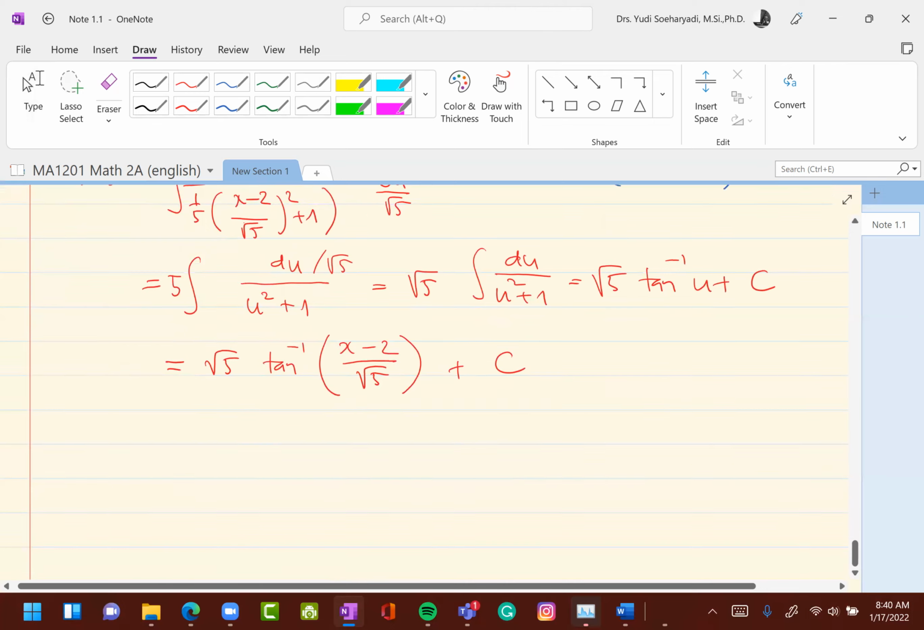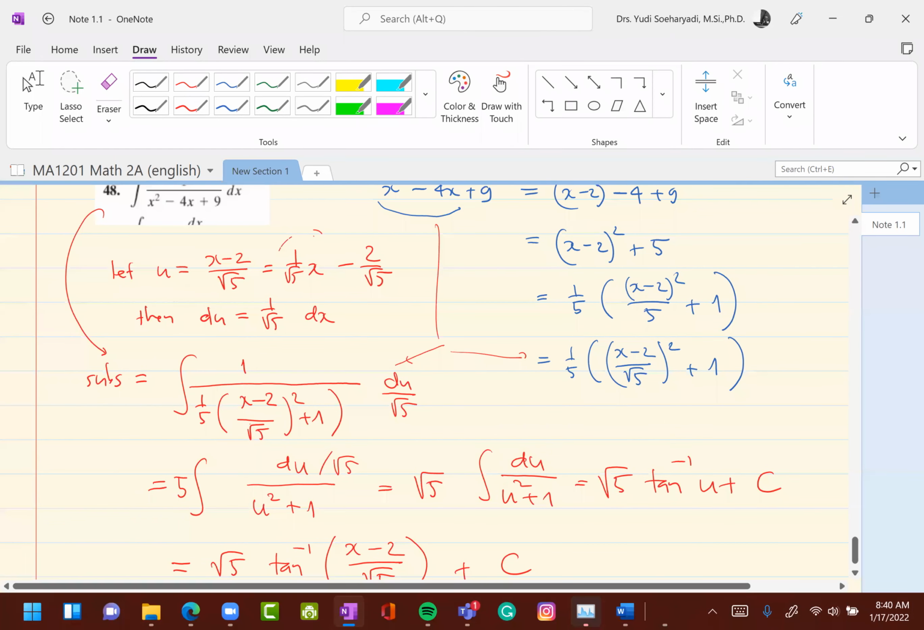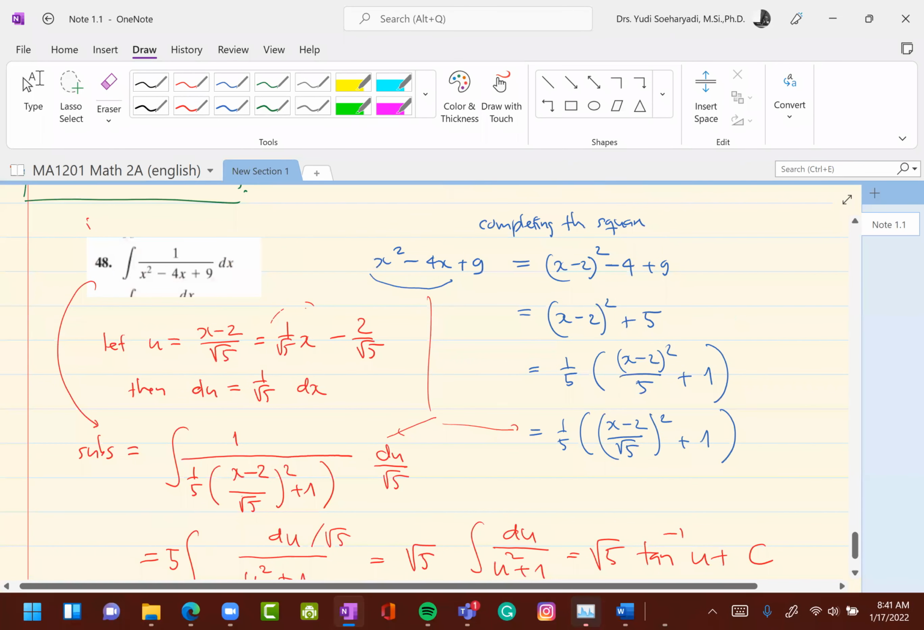Sir, can I ask, why is it du over a square root of 5? I think it should be square root of 5 du, sir. Yeah, that's also my question. You are correct. du here is square root of 5 du.